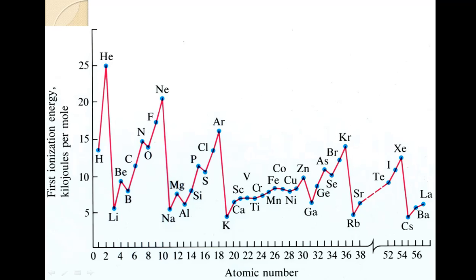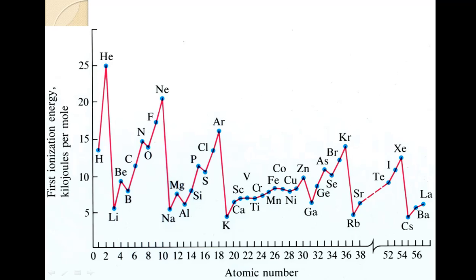This is the sequence of atomic ionization energy with respect to atomic number, starting from hydrogen up to lanthanum. Just compare the changes in ionization enthalpy of other elements with those of the transition elements. These are the transition elements, starting from scandium to zinc. You can see over here.